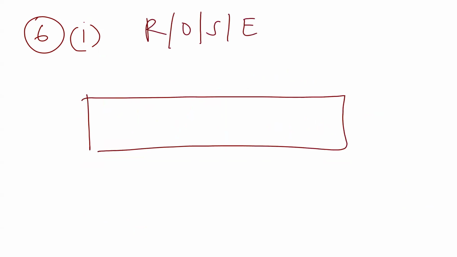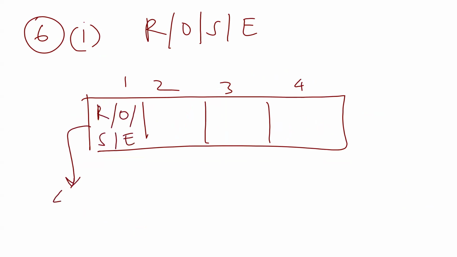Question number 6, sub question 1. Find the number of 4-lettered words, with or without meaning, which can be formed out of the letters of the word ROSE. So the objects with me are R, O, S, E. We need to form a 4-lettered word: 1, 2, 3, and 4. So the first box can be filled up in 4 ways: R, O, S, and E. 4 ways. Repetition is not allowed. So the second box will be filled up in 3 ways. This will be in 2 ways and this will be in 1 way.